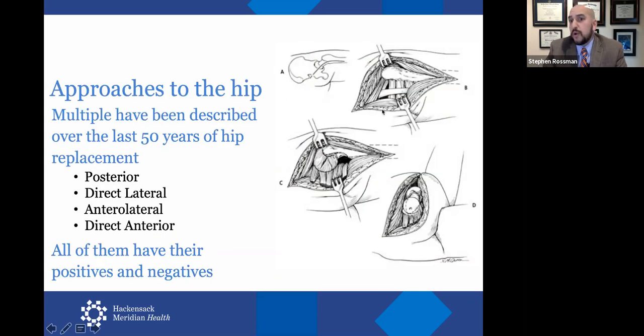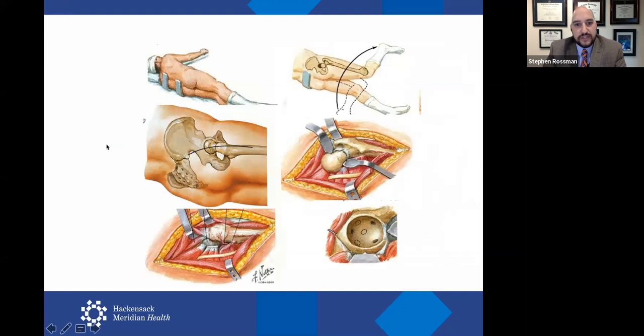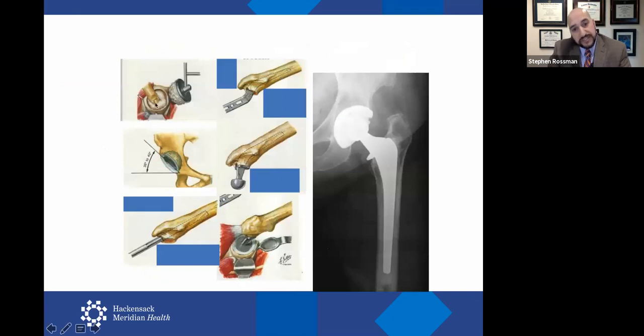This is just a picture showing the posterior approach. Obviously, it's usually much smaller than this, but this is an old style drawing. And then this is just, again, a picture. I figured pictures are better than videos, though I have videos of this, because who knows with everybody in the audience. But basically, you dislocate the hip, you cut off the head. Here, the bottom right is showing the acetabulum, which is going to be reamed. Now, again, this is a really old style picture, so this is showing that they're placing cement into here. And then this is an example of what a cemented hip looks like.